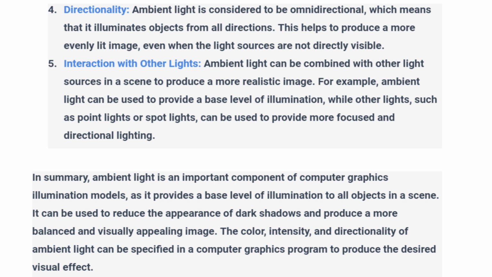In summary, ambient light is an important component of computer graphics illumination models, as it provides a base level of illumination to all objects in a scene. It can be used to reduce the appearance of dark shadows and produce a more balanced and visually appealing image. The color, intensity, and directionality of ambient light can be specified in a computer graphics program to produce the desired visual effect.